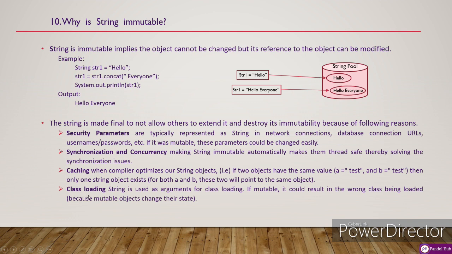And going with class loading, we may need a lot of classes during compile time or runtime, and Java by default uses the string data type for the arguments, for the class name, for class loading. So if this string is immutable, it helps us so that these class names will not be changed. But if the string were mutable, then it may cause a lot of confusion during class loading scenarios. So this is one of the additional things where the string's immutability helps us during class loading.